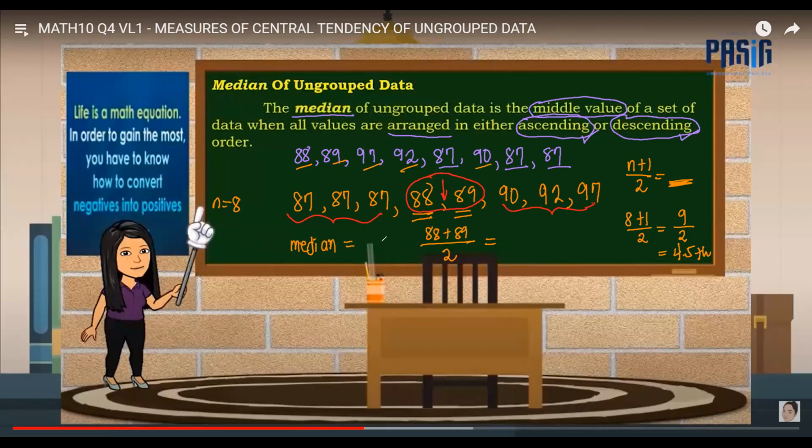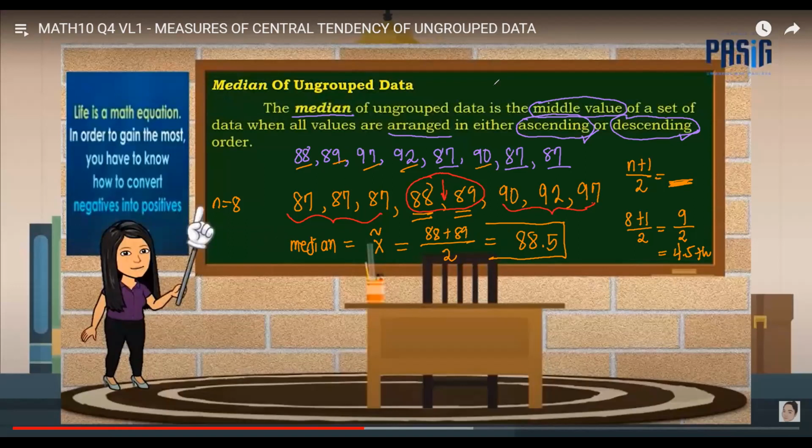and we also use the symbol x with a bar on top, is equal to 88 plus 89 divided by 2, and that is equal to 88.5 kapag sinomnya niyo. So ang ating median is 88.5. At sakto to dahil nasa gitna siya ng 88 at 89.